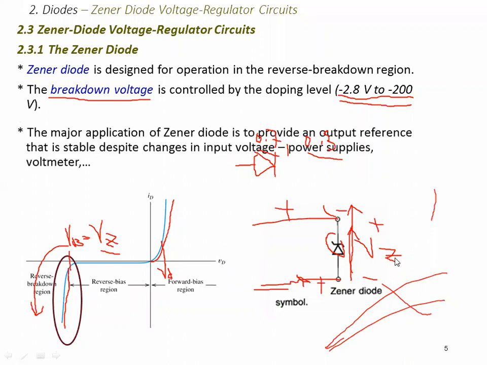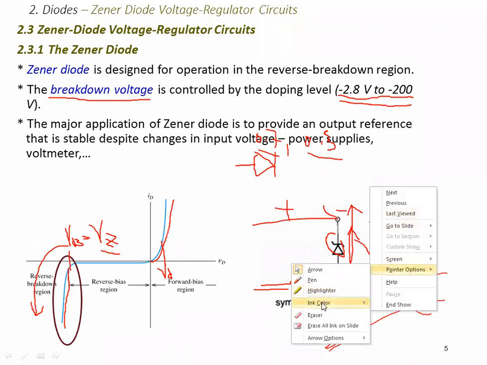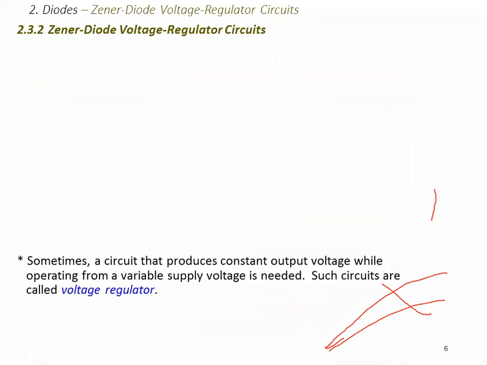increasing, right? So the major application of the Zener diode is to provide an output reference that is stable despite changes in input voltage. So what you are saying is once you reach its breakdown voltage, the Zener diode will maintain that voltage even though this voltage Vs will be increasing. Then that means it will just be dropping across the resistor, and the Zener diode maintains a constant voltage across it. And we are saying it does that when it is in a reverse bias.